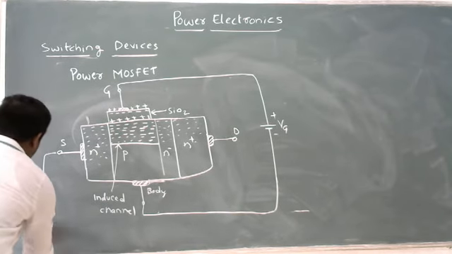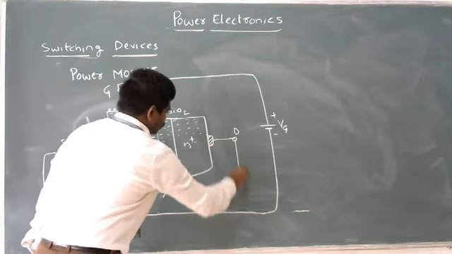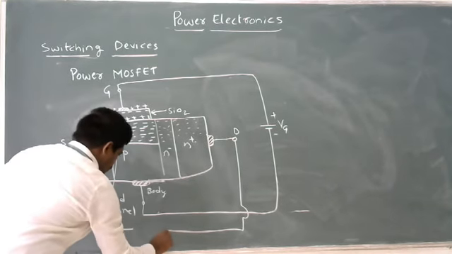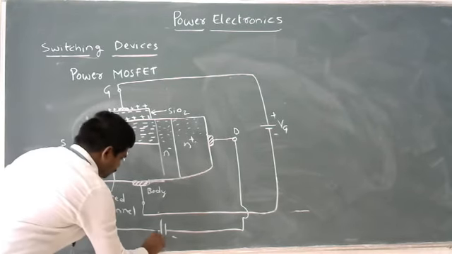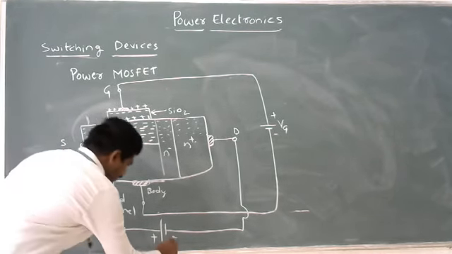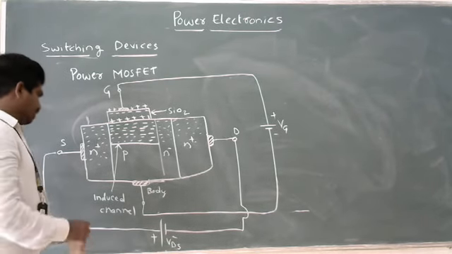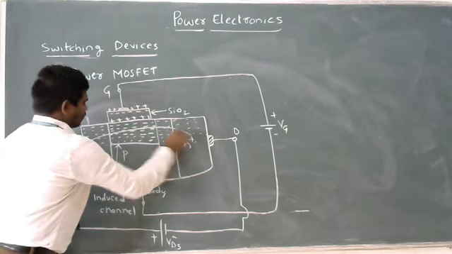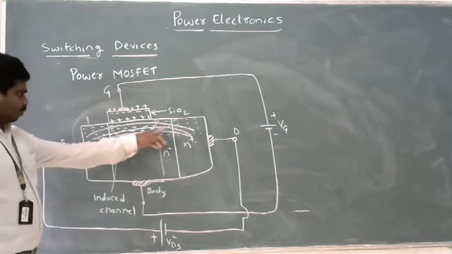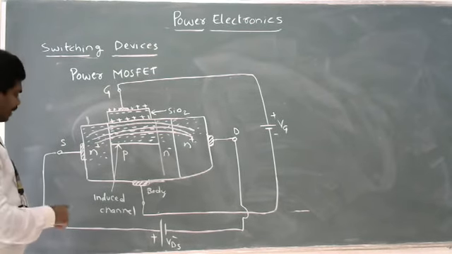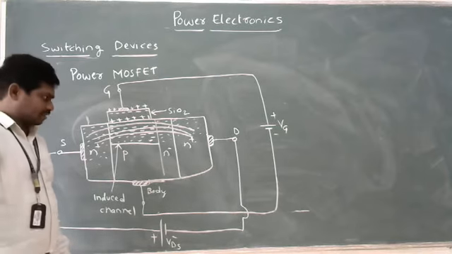Connecting one more supply to this drain and source, like this. This is minus, this is plus. This voltage I am calling VDS. If there is a path created to flow the current from source to drain, then automatically the device comes to conduction state.